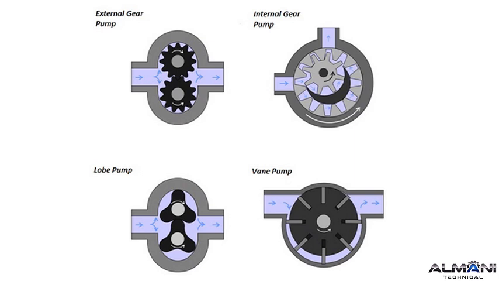An external gear pump has two meshing gears inside a housing. An internal gear pump uses one gear inside another. A lobe pump has rotating lobes that don't touch, and a vane pump uses sliding vanes in a rotor. Each design is perfect for different fluid handling needs.